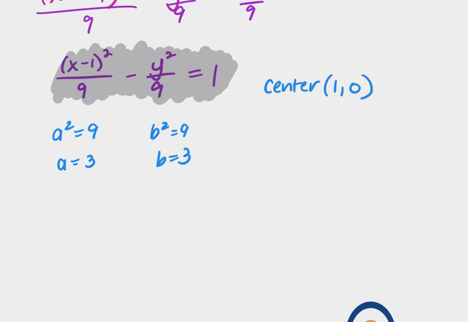That can't happen in an ellipse. It actually makes it a circle. But in a hyperbola, they can totally both be the same thing. So for a hyperbola, it's whatever comes first instead? Correct. And for the ellipse, it's whatever's bigger? Correct. And then because x is first, what kind of hyperbola is this? Horizontal.